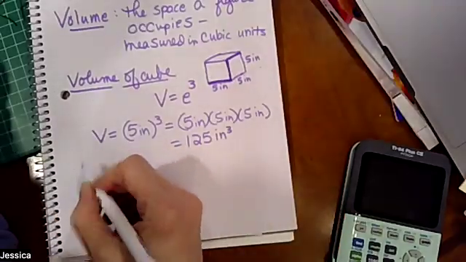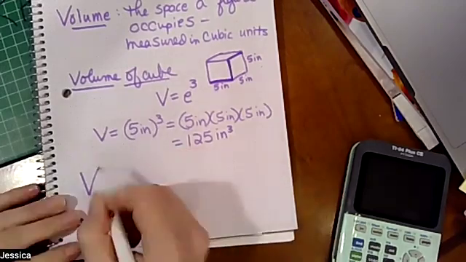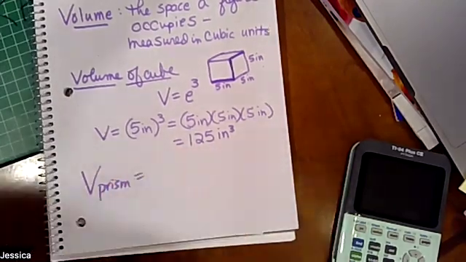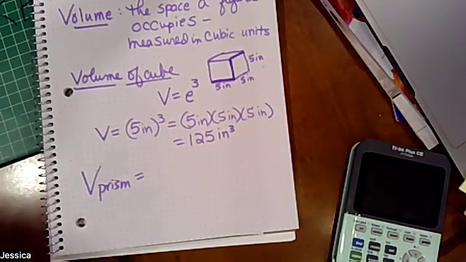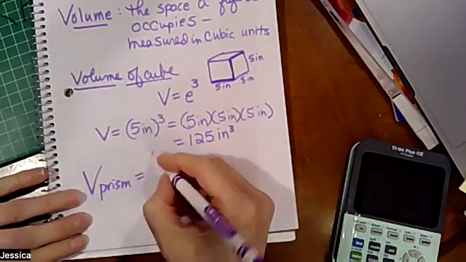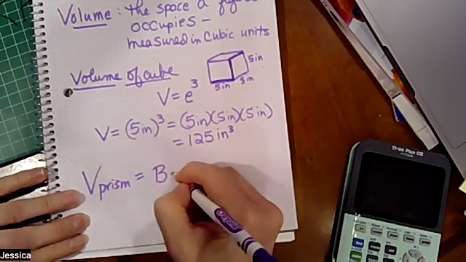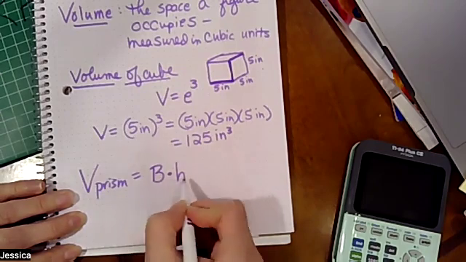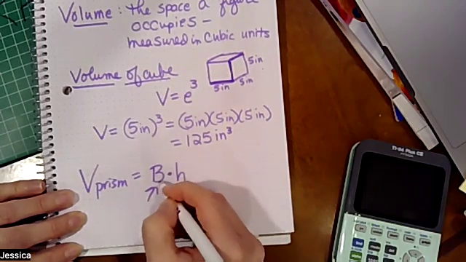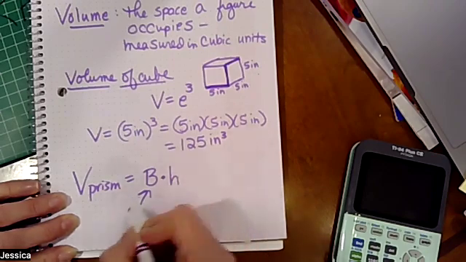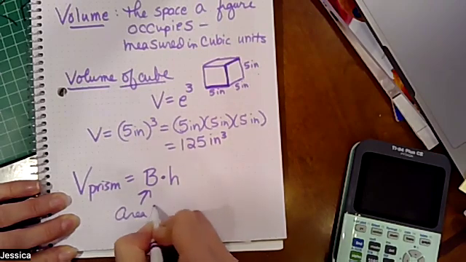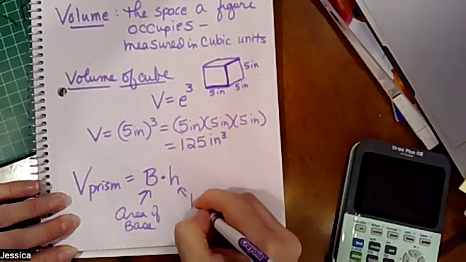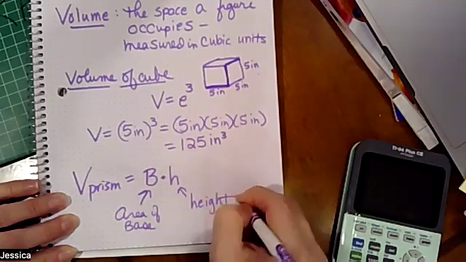Okay, let's do a prism problem. Just a reminder on these, let me turn to the right page. The volume of a prism is going to be the area of the base times the height. So it'll look like this, BH. Know that that capital B is the area of the base of the prism. And know that H is going to be the height.